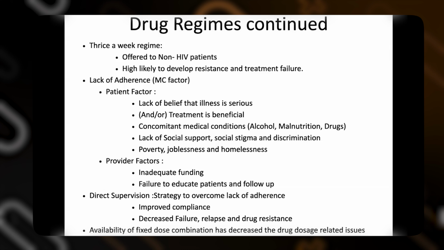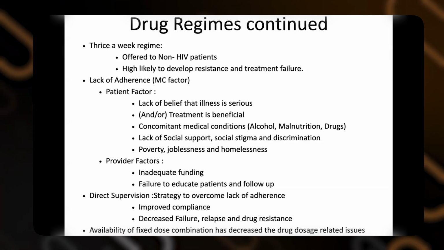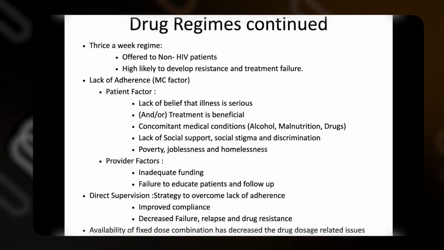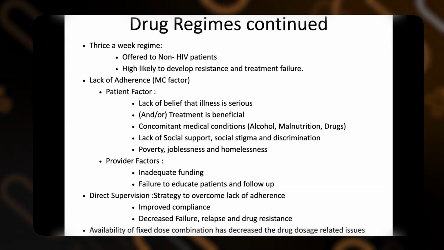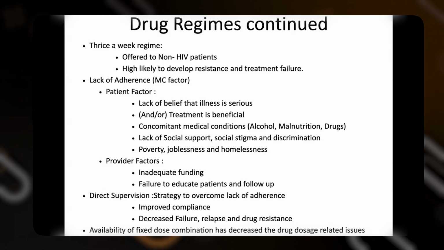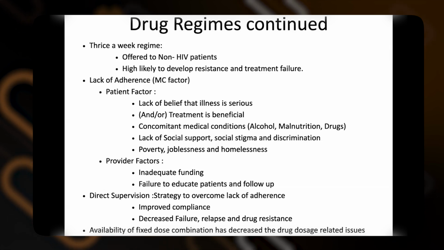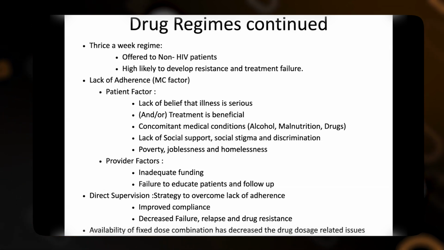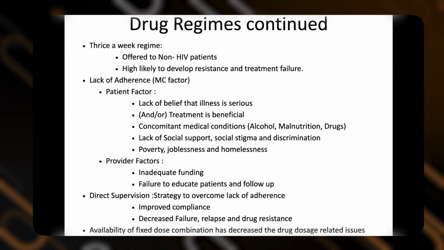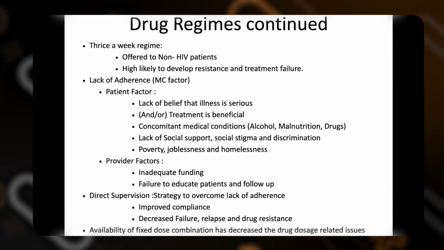Certain concomitant medical conditions like alcohol, malnutrition or drugs become a challenging factor. They forget the drugs, they don't have money, there is poverty, joblessness, homelessness, a lack of social support, and social stigma. Oh, somebody's got TB. It's a big deal in endemic countries or in the Indian subcontinent.